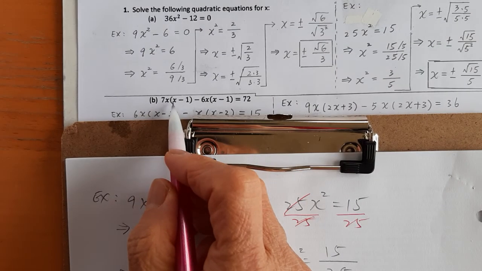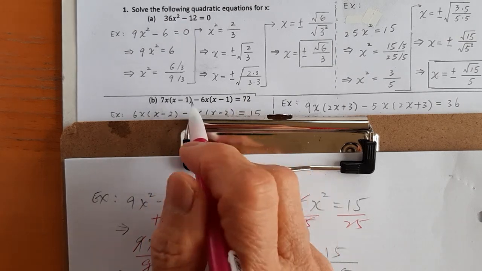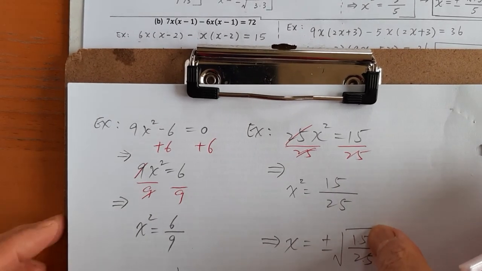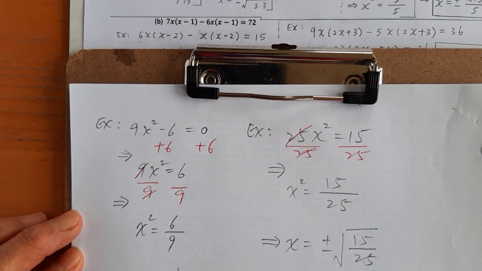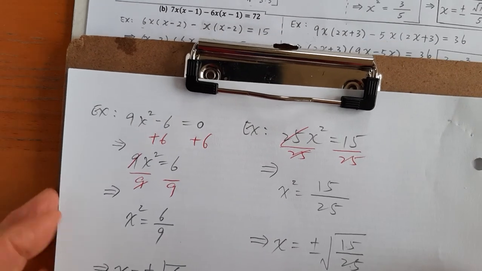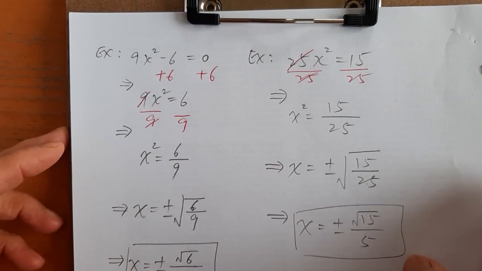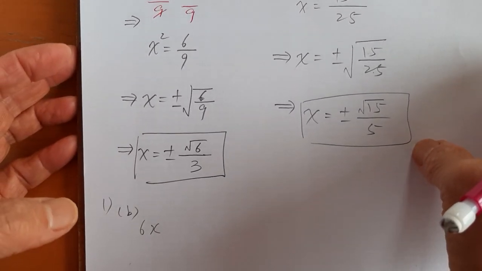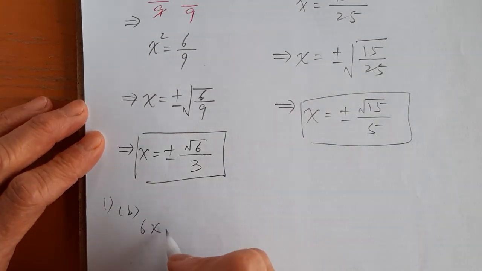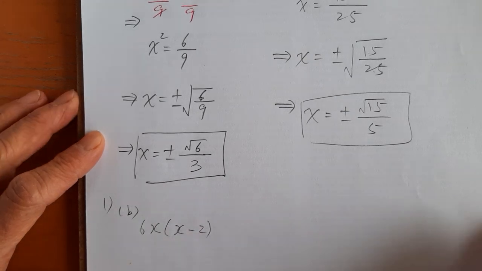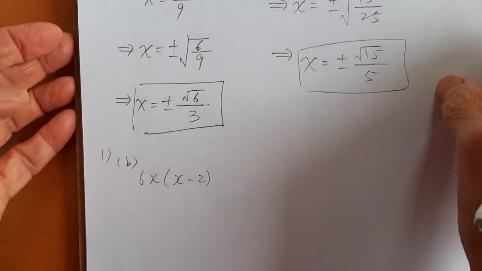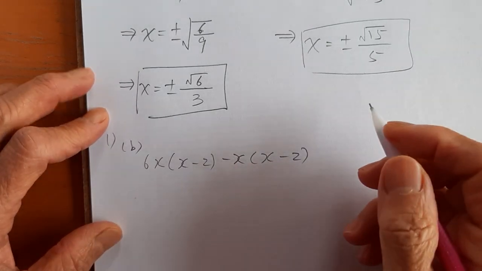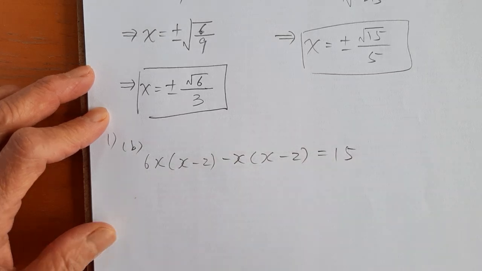This one is your homework question. So I'll put this example. Write down that example. Example for your homework question number 1B. Number 1B is 6x times x minus 2 minus x times x minus 2 equals 15.